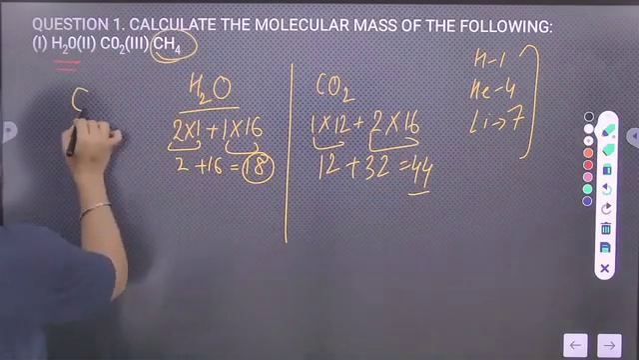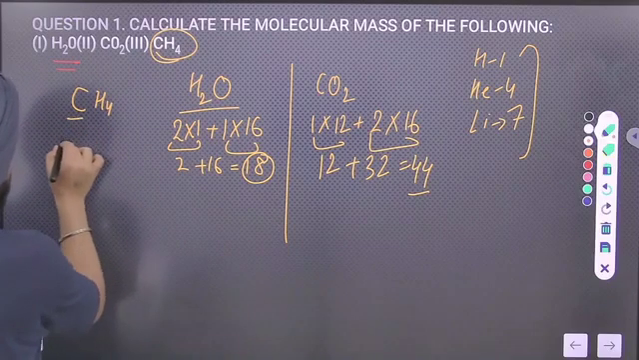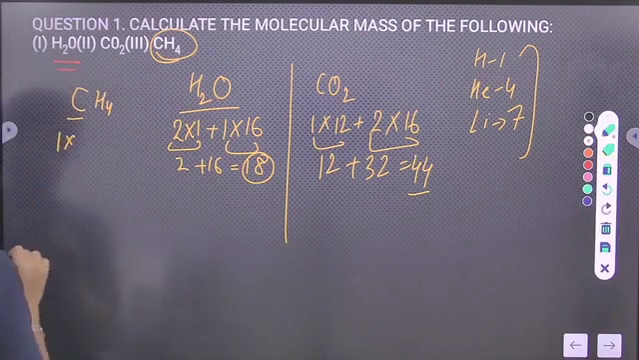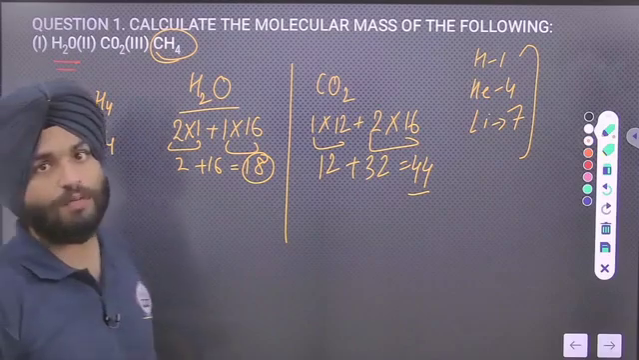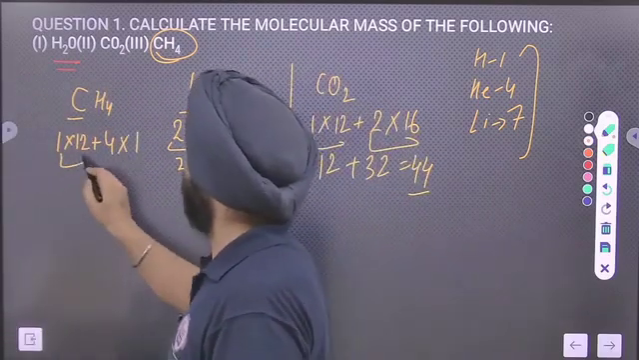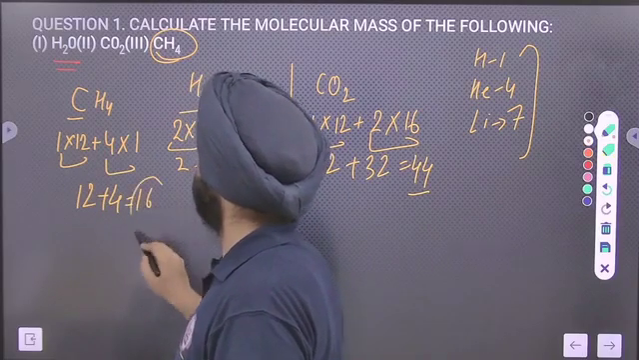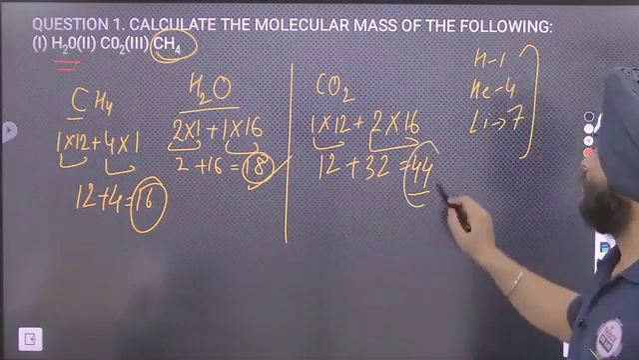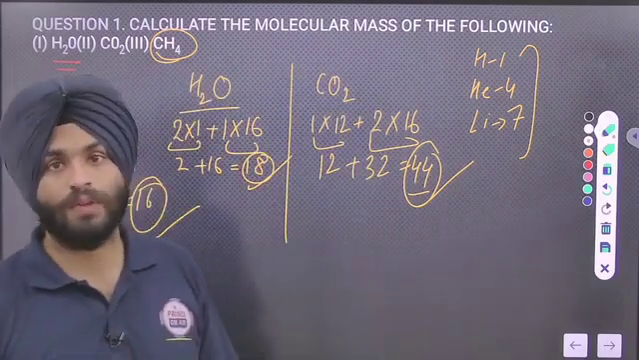Now one more is there, CH4. What is the molecular mass of CH4? The total number of carbons is 1 and the atomic mass of carbon is 12, plus 4 hydrogens with atomic mass 1 each. So 12 plus 4 comes out to be 16. So the first answer, water, is 18, the second is 44, and the third is 16. Okay, clear?